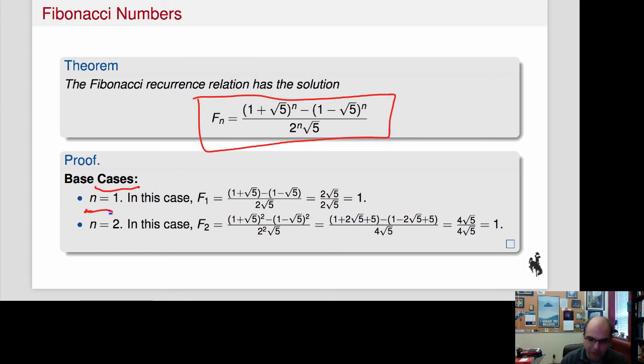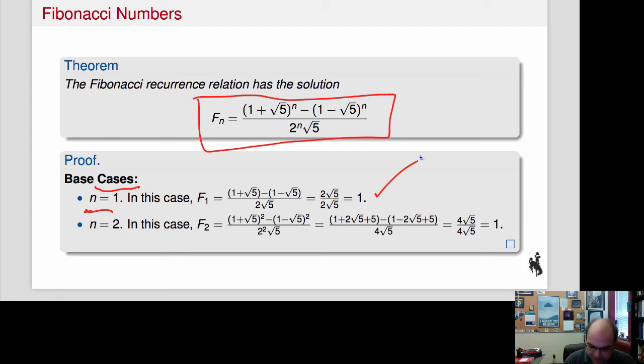f1 is equal to, according to the formula, 1 plus square root of 5 minus 1 minus square root of 5, divided by 2 square roots of 5. Well, the 1 and the 1 cancel out. I get 2 square roots of 5 on the top, 2 square roots of 5 on the bottom. Those cancel. 1. Excellent. That is what f1 is.